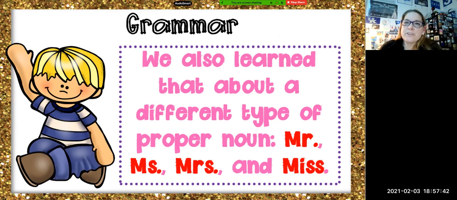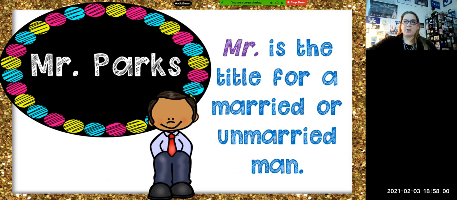But we also learned yesterday about a different type of proper noun, Mr., Ms., Mrs., and Miss. These are abbreviations and titles. So Mr., capital M R period, is the title for a man that is married or unmarried. Remember, it does not matter. The title Mr. stays the same whether they are married or not, like in Mr. Parks.